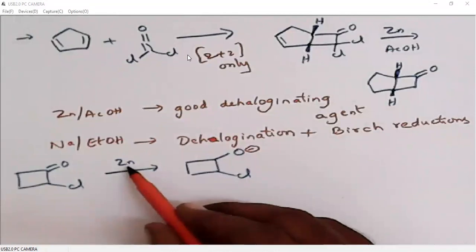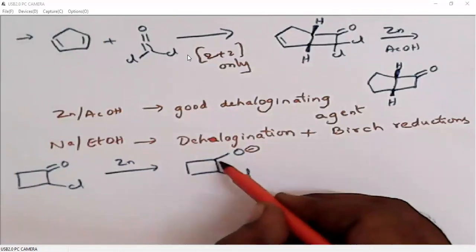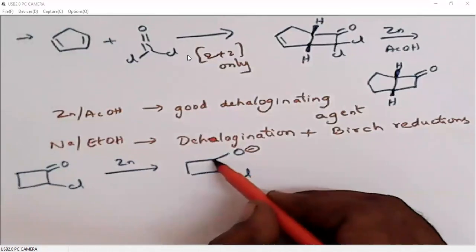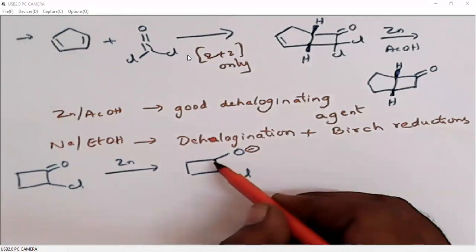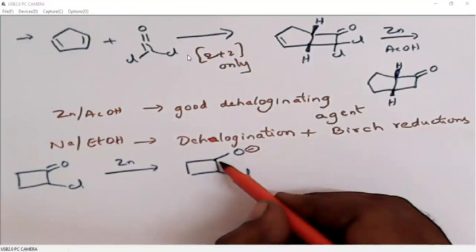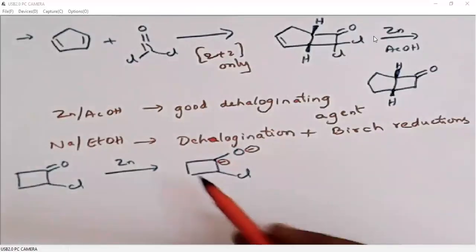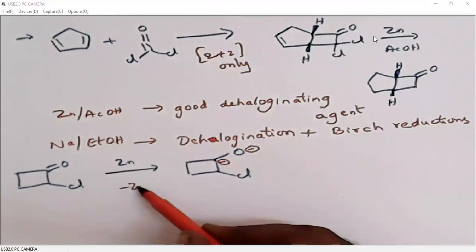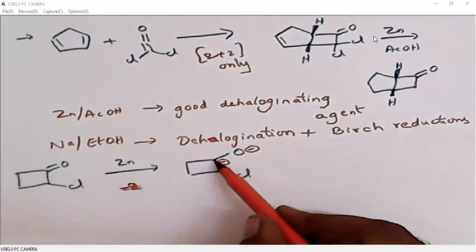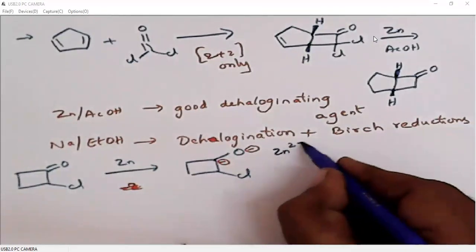Now zinc will release two electrons. So zinc donates two electrons to the positively charged carbon. If one electron is released, the positive carbon becomes neutral, so it is a radical. If two electrons are released, then it becomes negatively charged. So zinc donates two electrons, this positively charged carbon becomes negatively charged, and of course we have Zn plus 2.